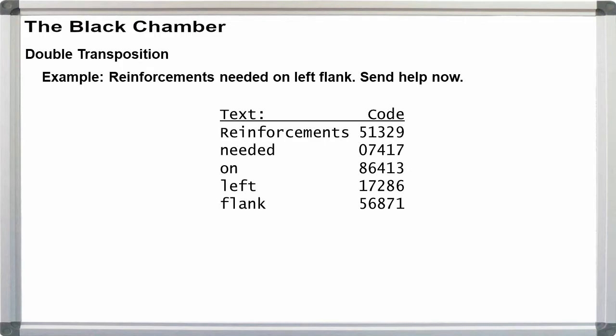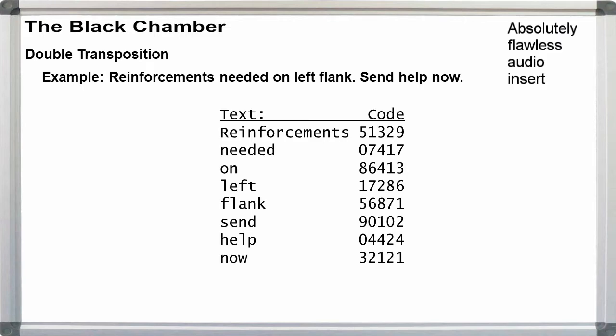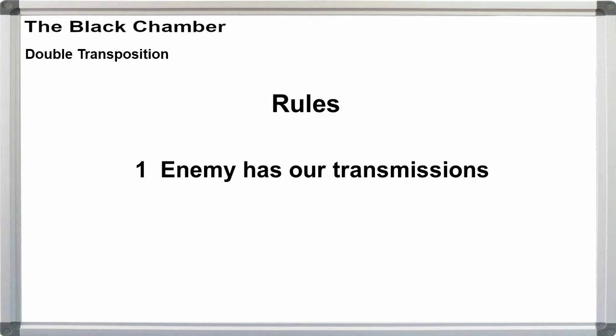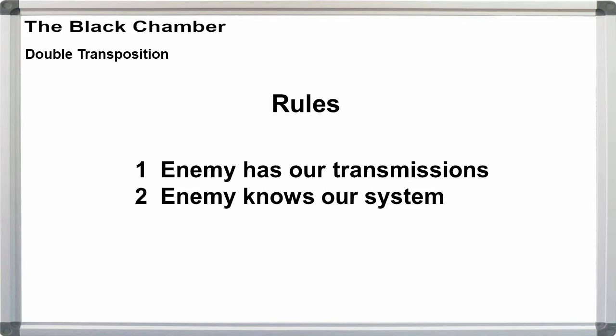Flank, 5:68:71. Send, 9:01:02. Help, 0:44:24. Now, 3:21:21. The first 2 rules anyone should keep in mind for communication security are: the enemy can read our transmissions, and the enemy knows the system we're using.